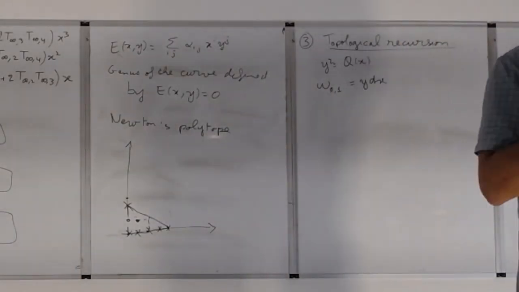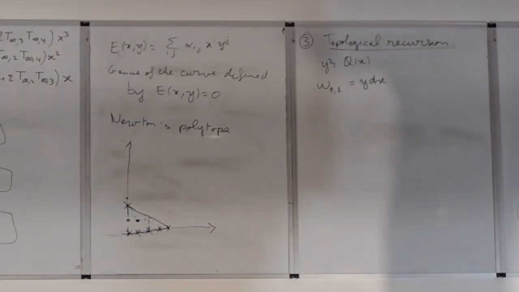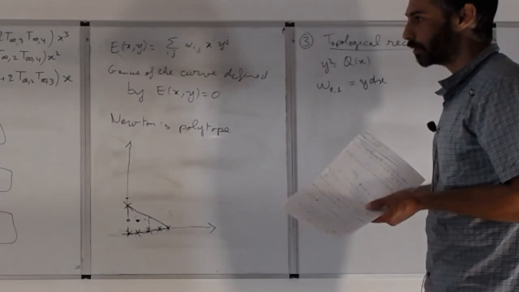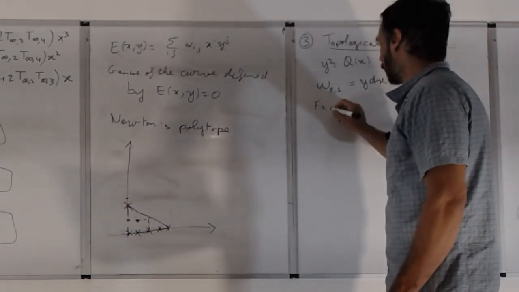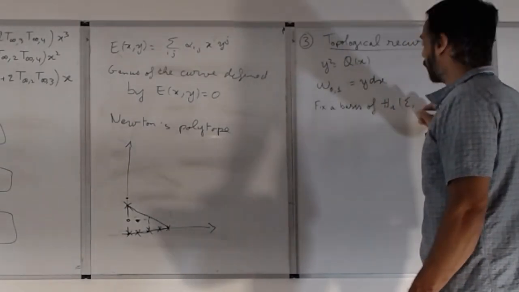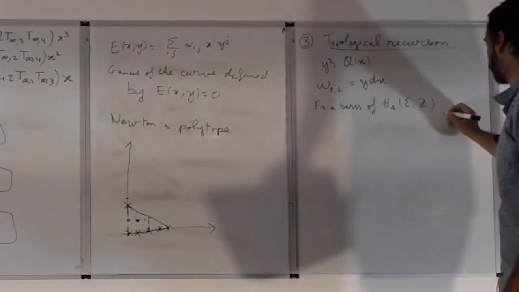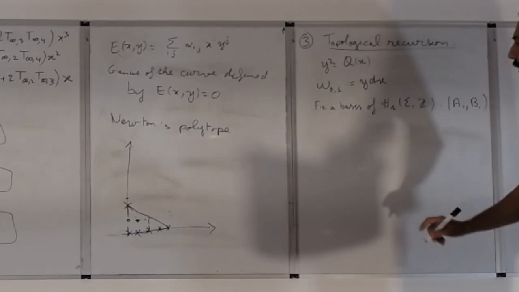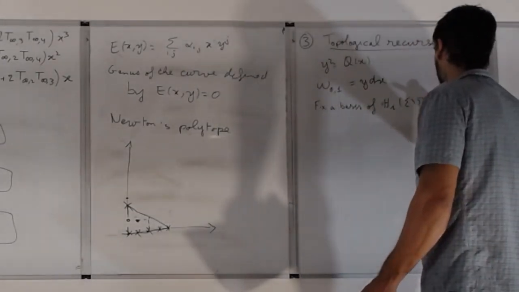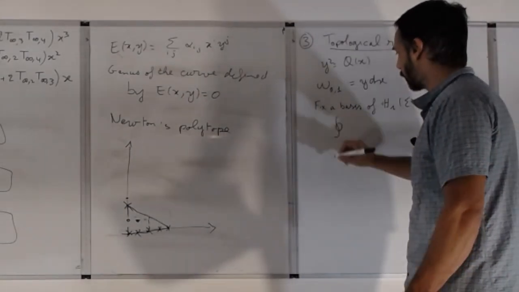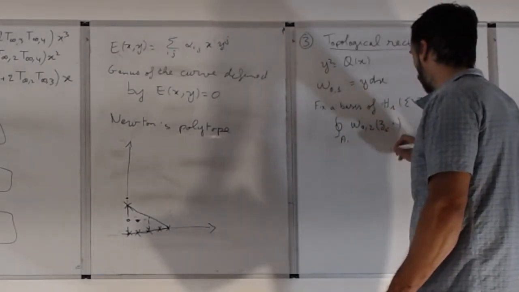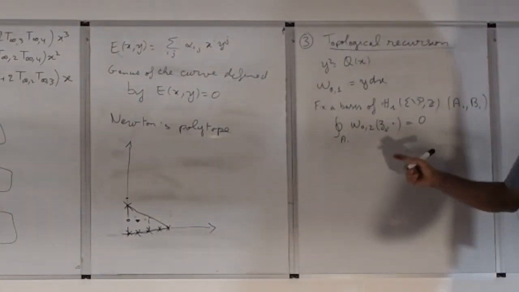For defining the topological recursion, I don't need only omega 0,1, or the equation of the spectral curve, but I need also omega 0,2. In order to define omega 0,2, there are many ways to make a choice, but what I will do here is that I fix a basis of H1 of sigma, which I call A_i, B_i. I will pick the same one as I did there. And I will enforce my two form omega 0,2 to have a vanishing period along the A cycle.